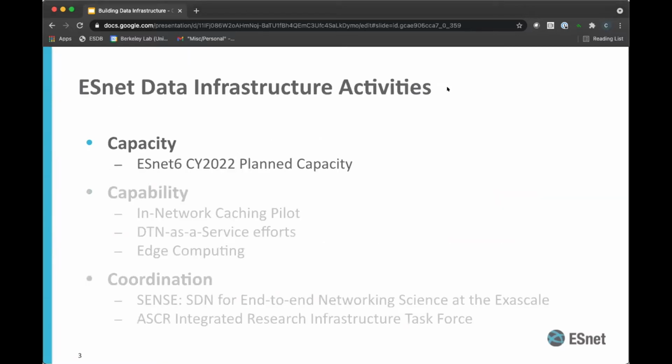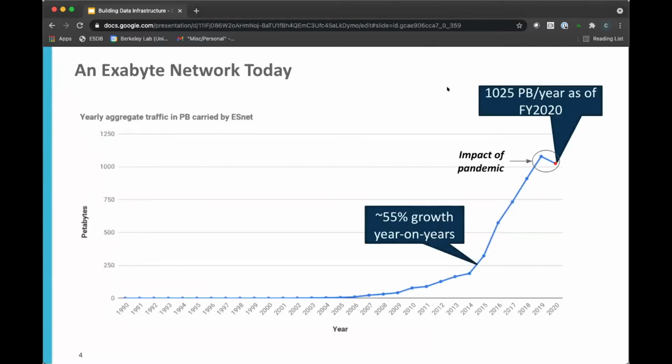So the first one is pretty simple. We talk about capacity. There is this notion of capacity planning. Since the 1990s, we've seen about a 55% growth year on year in terms of traffic utilization. As you can see, in 2019, there was a downturn due to the pandemic, but generally, we've seen exponential growth that is consistent through the lifespan of ESnet.